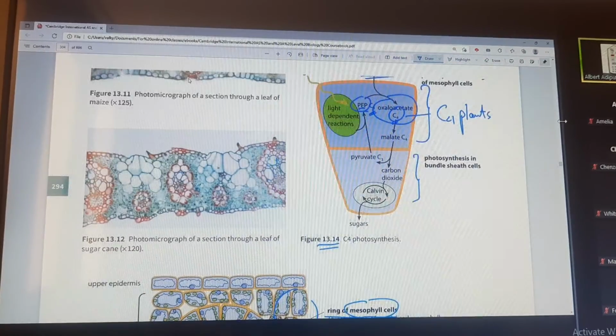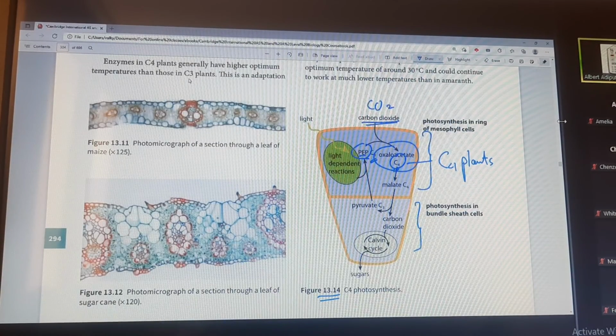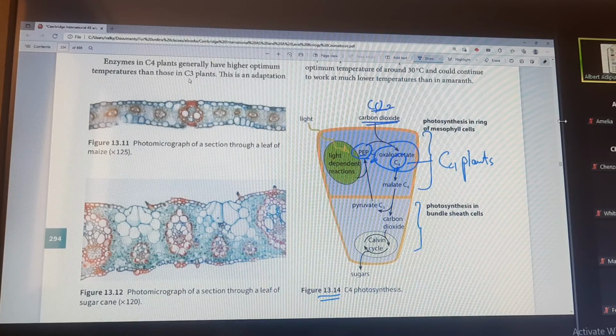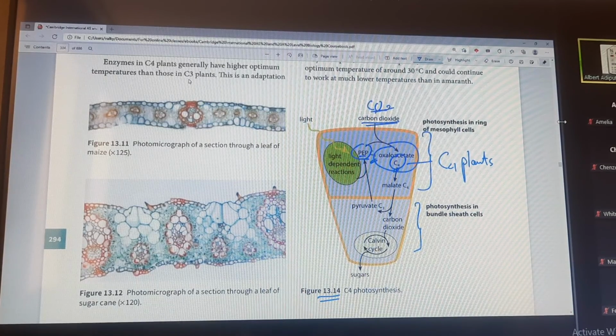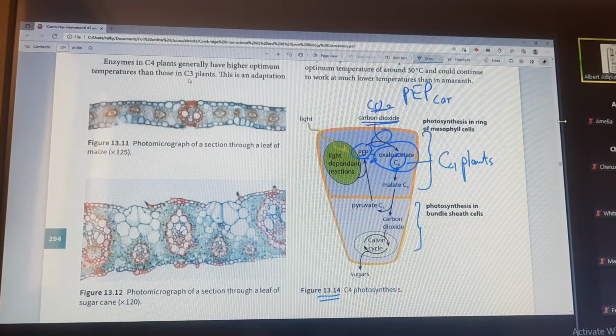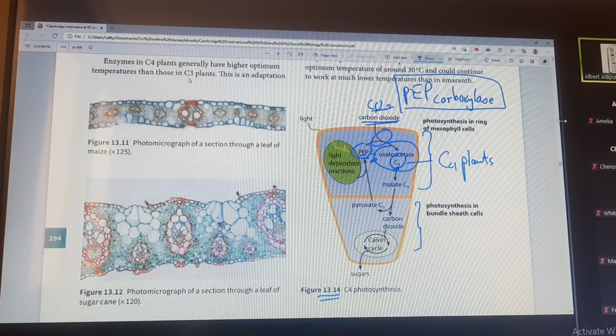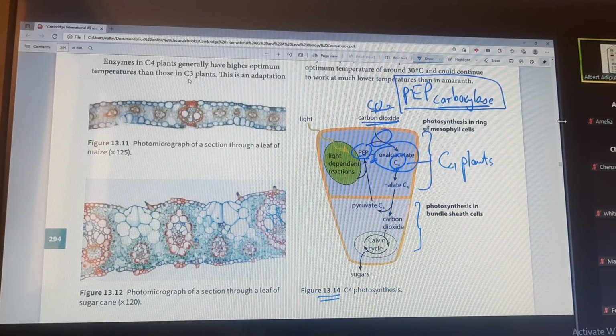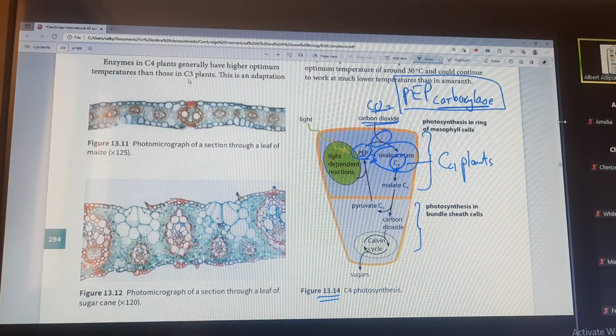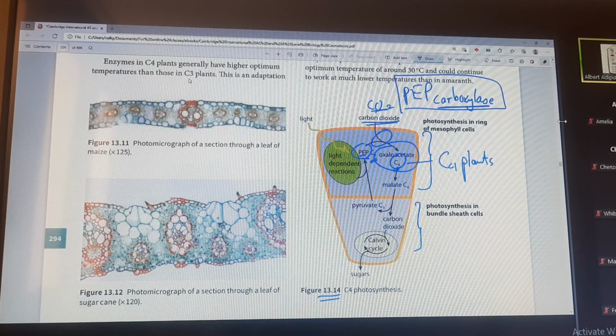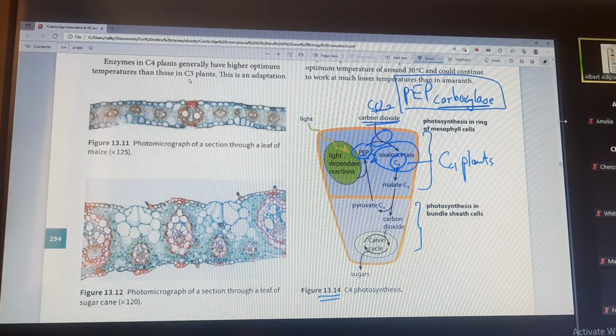And once again, PEP is the one that fixes the carbon dioxide, not the RuBP. Therefore, the name of the enzyme is also different. The enzyme that does this process is called PEP carboxylase. Easy to remember, isn't it? Carboxylase is the enzyme that does the carboxylation process, or adding carbon. Adding carbon to who? To PEP. So therefore, the name of the enzyme is PEP carboxylase.